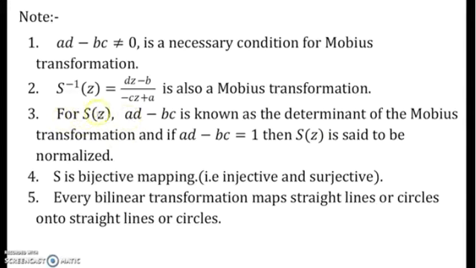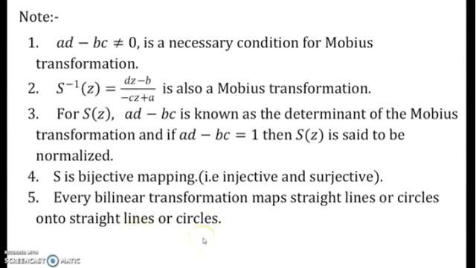And third, for S of z, ad minus bc is known as the determinant of the Mobius transformation. If ad minus bc equals 1, then S of z is said to be normalized. The last point is that every bilinear transformation maps a straight line or circle onto a straight line or circle. That is, straight lines may be mapped into straight lines or into circles, and circles may be mapped into circles or into straight lines. This is what we are going to see under the bilinear transformation.